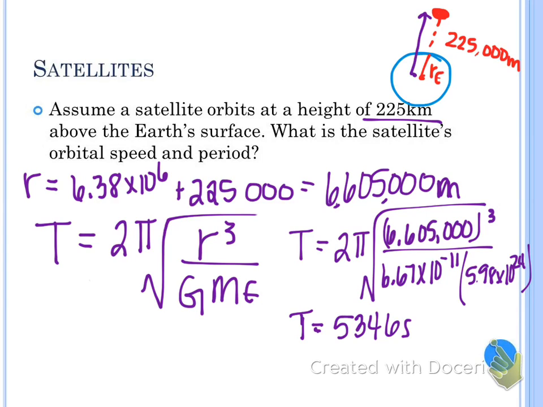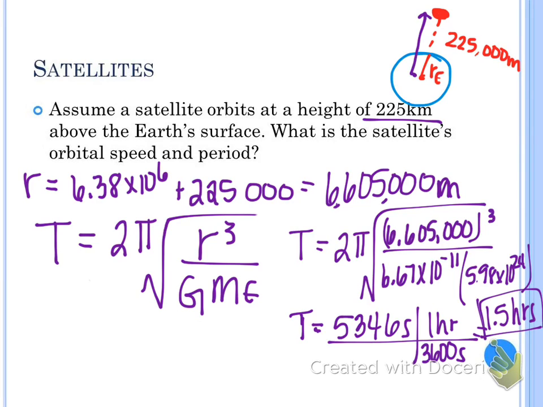If I wanted to convert this to a little bit more usable number rather than seconds, I could convert it to hours, right? Because I know it's going to be at least 1 hour, and there's 3,600 seconds in 1 hour, and I'd get about 1.5 hours. Again, my problem didn't ask me for that. It just gives me a little bit more usable number rather than 5,346 seconds. So if you got that, go ahead and move on.